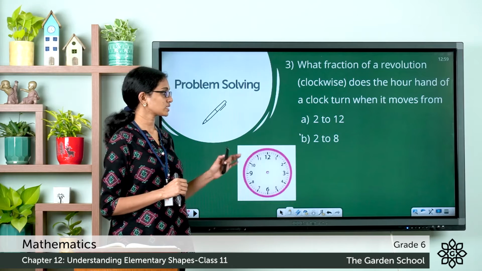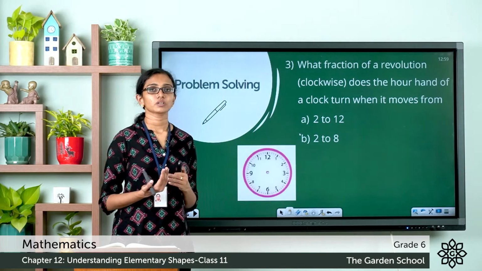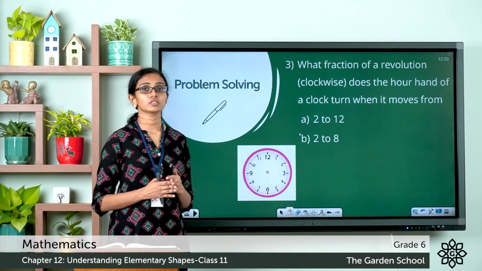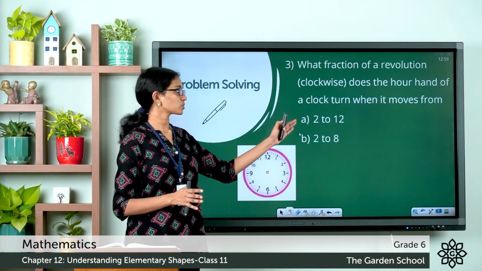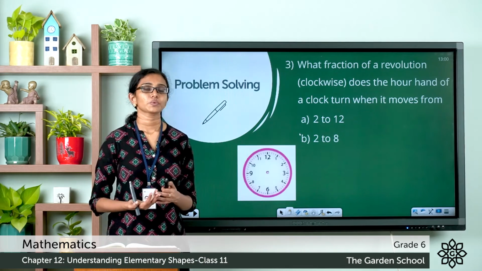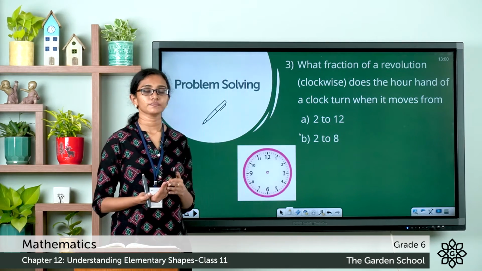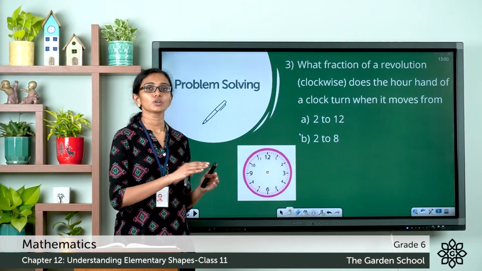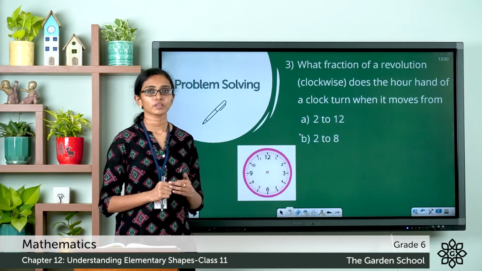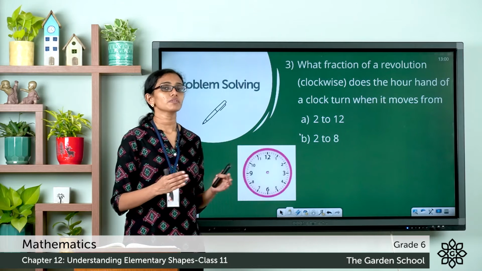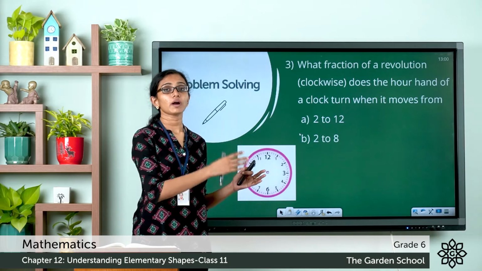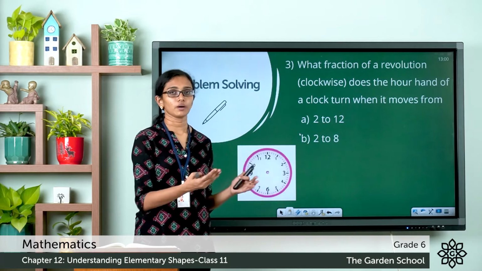Now here in this question you are given 2 situations. You have to identify what fraction of a revolution it is when the hour hand moves from 2 to 12. So when the hour hand is at 2 o'clock, it means 2 hours past 12. So when it is 2 hours past 12, that would be 1/6 of 12 hours.